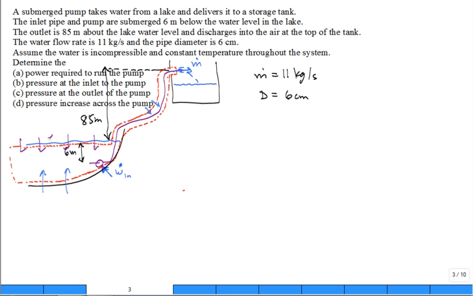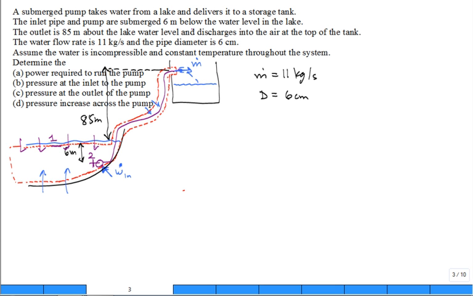Let's call this state 1. Where is that? What's coming into the top of that control volume at the surface of the lake water? Okay, that's the water coming in. Okay. Where is state 2? Right at the inlet to the pump.